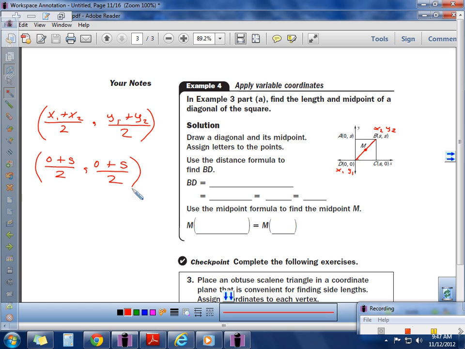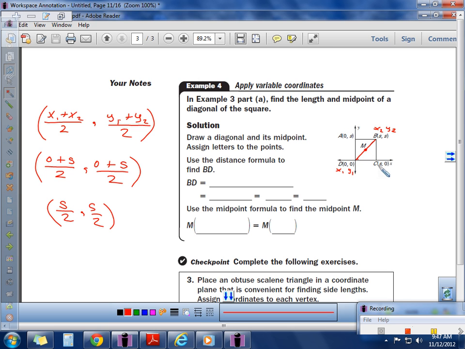Some of this can be simplified. Anything plus 0 is just going to be itself. So I just get S. Anything plus 0 is just S. And that can't simplify anymore. So when you're dealing with variables, that's how you would get that one. If you wanted numbers, you could just quickly change those to 5s, and you could see it'd be 5 halves, over 2.5, up 2.5.